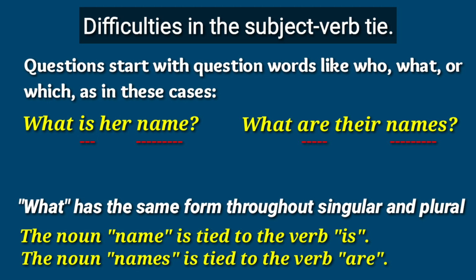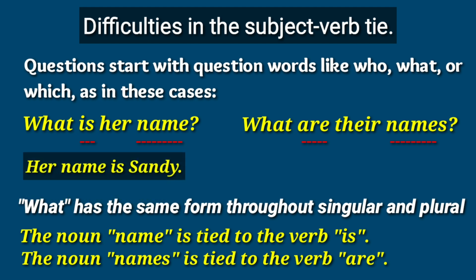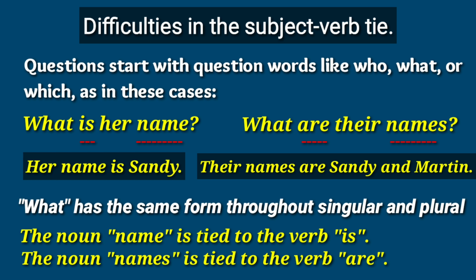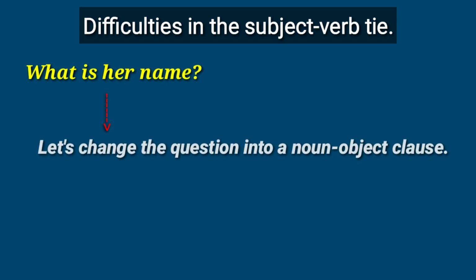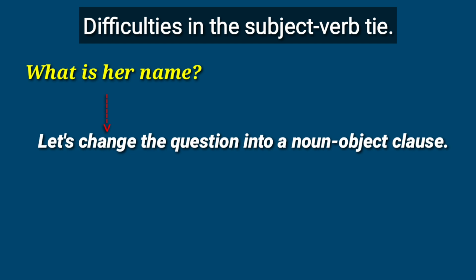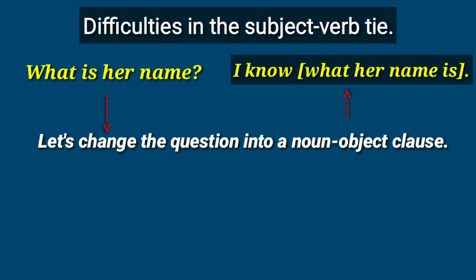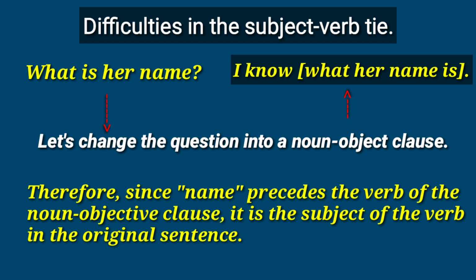Now let's answer these questions. What is her name? Her name is Sandy. What are their names? Their names are Sandy and Martin. Now let's change the question into a noun object clause and let's see what will happen. What is her name? It becomes, I know what her name is. Therefore, since name immediately precedes the verb of the noun object clause, we say that name is the subject of the verb in the original sentences.